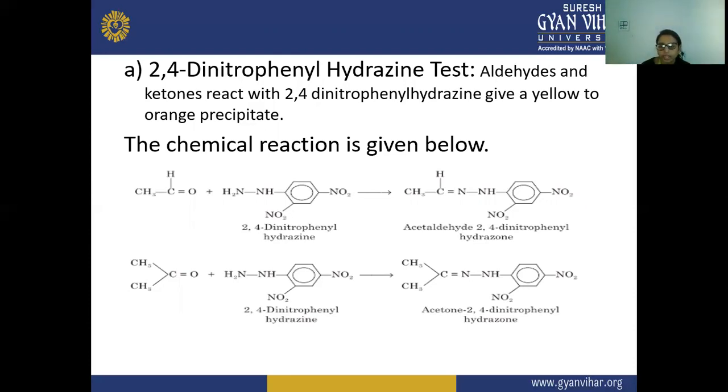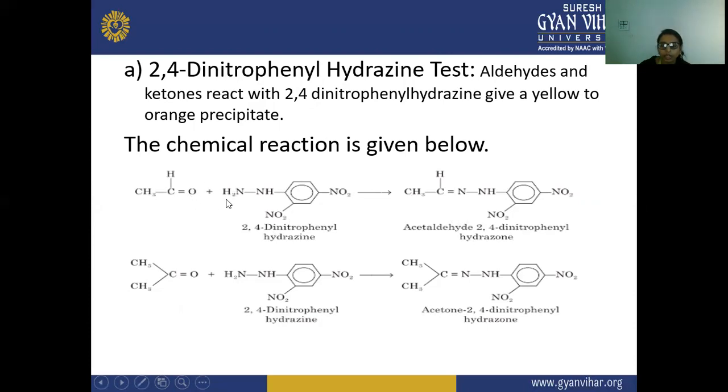So here you will see that this is a ketone, this is the aldehyde, and the aldehyde is reacting with this 2,4-dinitrophenylhydrazine. So there is a formation of this acetaldehyde 2,4-dinitrophenylhydrazone. Here you will see that there is a formation of a bond between the nitrogen and the carbon, and there is a removal of a water molecule from this reaction product.